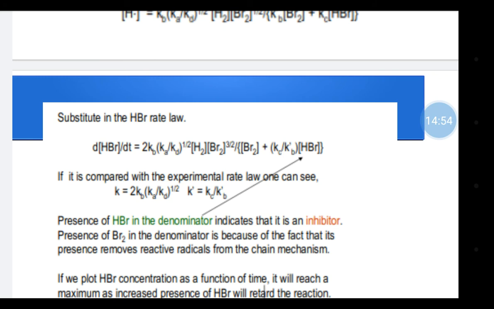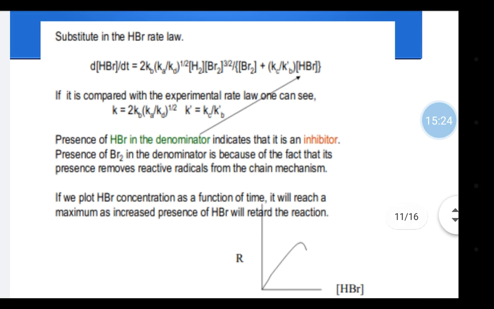Now, the presence of HBr in the denominator of the rate equation indicates that it is an inhibitor. That is, the presence of HBr will inhibit the reaction. Now, the presence of Br2 in the denominator is because its presence removes the reactive radicals from the chain mechanism. Now, if we plot HBr concentration as a function of time, it will reach a maximum as increased presence of HBr will retard the reaction.